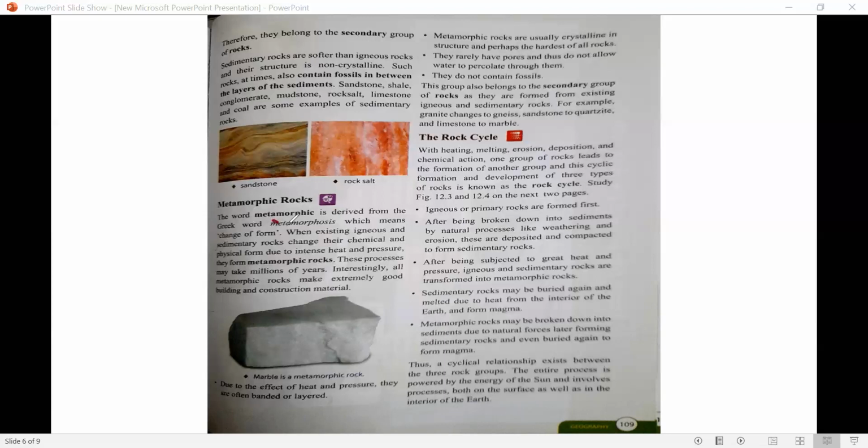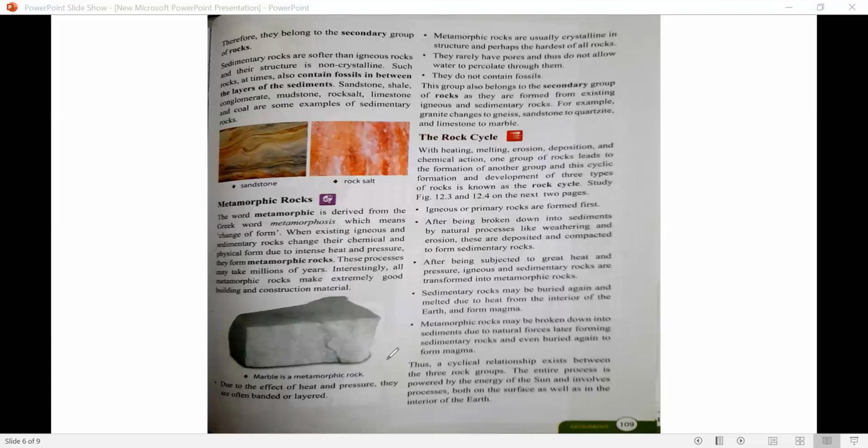The word metamorphic is derived from the Greek word metamorphosis. Metamorphosis means change of form, when existing igneous and sedimentary rocks change their chemical and physical form due to intense heat and pressure. Because of this intense heat and pressure, metamorphic rocks are formed. These processes may take millions of years, but interestingly, all metamorphic rocks make extremely good building and construction material.